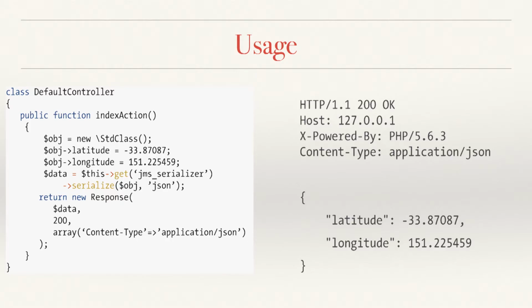The usage is really easy. Here you can see a controller with an action. I have an object with two properties, and I'm using the JMS Serializer service. I call the method to serialize my object in JSON, because I love JSON. And I return my response as usual, without forgetting the content type. And here is the result.